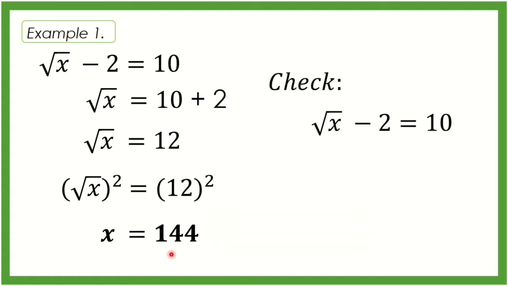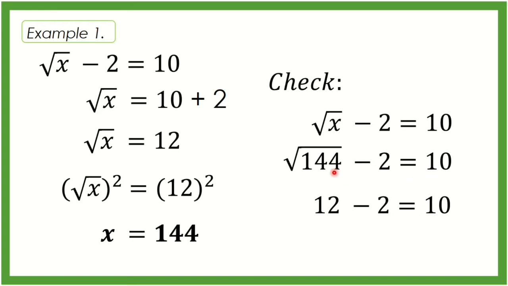After nating makuha yung value ng x, i-check natin yung solution natin into the original equation. Let's do the checking. Ang ating equation is square root of x minus 2 equals 10. Substitute 144 to x. We have square root of 144 minus 2 equals 10. Simplify, the square root of 144 is equal to 12. Minus 2, that is 10 equals 10. Since this is equal, that is true, therefore, our solution is x equals 144.